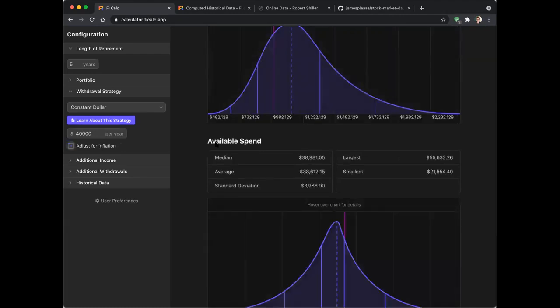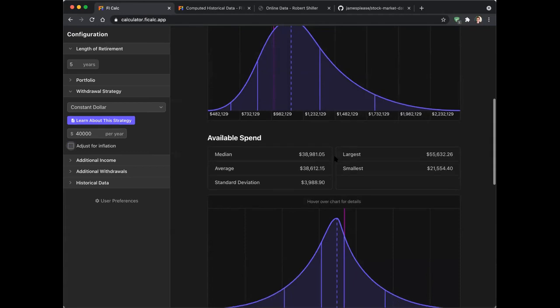Now, if we turn this off, we can kind of see things are going to start going crazy because we're no longer adjusting it for inflation. So in first year dollars, it's really going to track inflation, and we're going to see more variation in the actual purchasing power that you have.